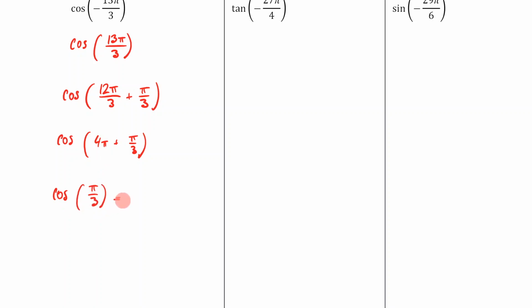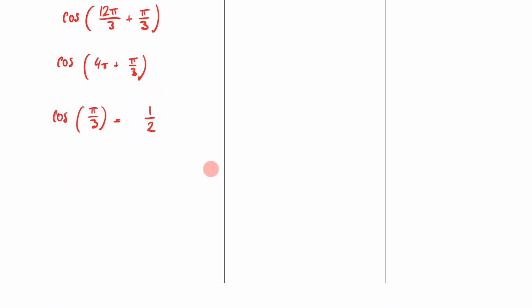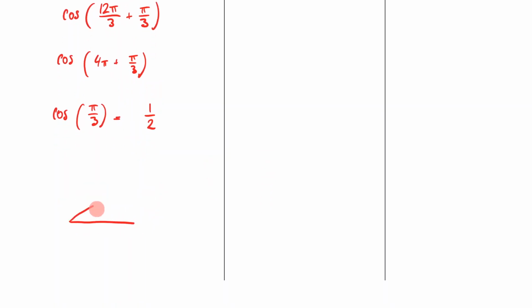At this point, we would hope that you've memorized what cos of pi on 3 is. It's going to be a half. But if you are struggling, remember you can refer to your special triangles. So pi on 3 would be down here. 2, 1, the square root of 3. Cos is adjacent over hypotenuse, so as you can see, it's a half. So there is our answer to the first one.